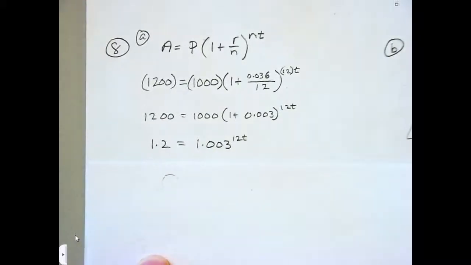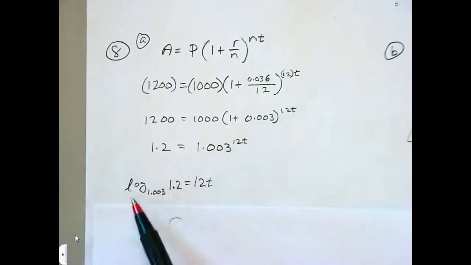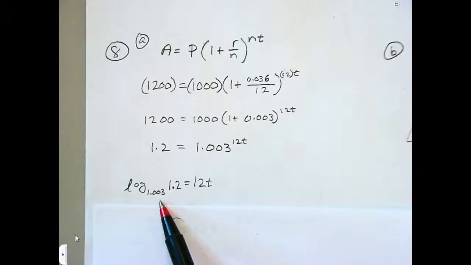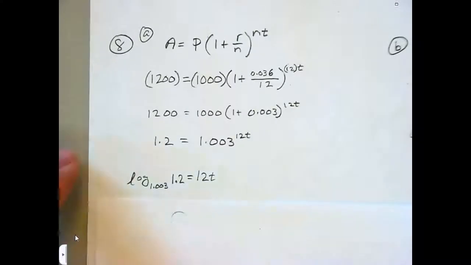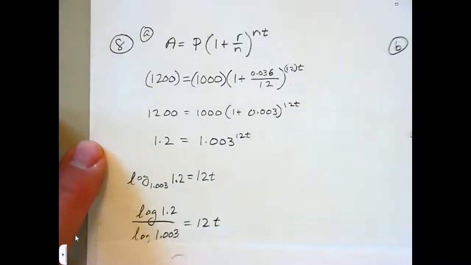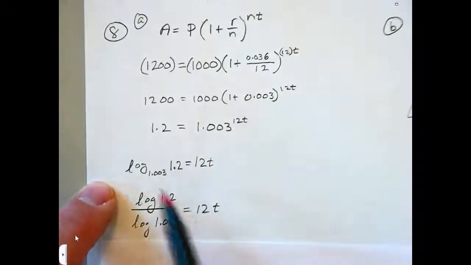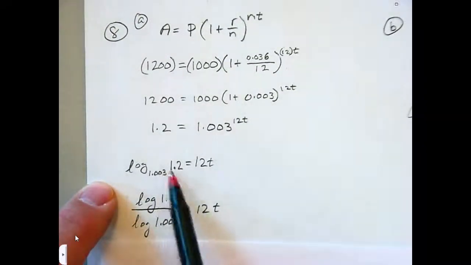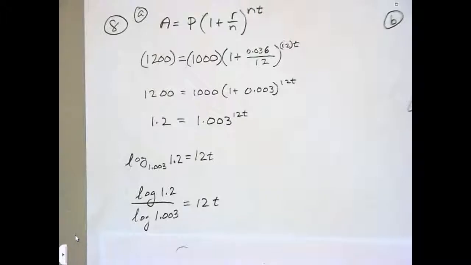Okay? And then you take the log. You write it in log form, so it's log base 1.003 of 1.2 is equal to 12t. You then divide that by 12. Okay? And actually I did change the base format for the formula. And let me pause right there before I divide by 12. Are there questions up to there?